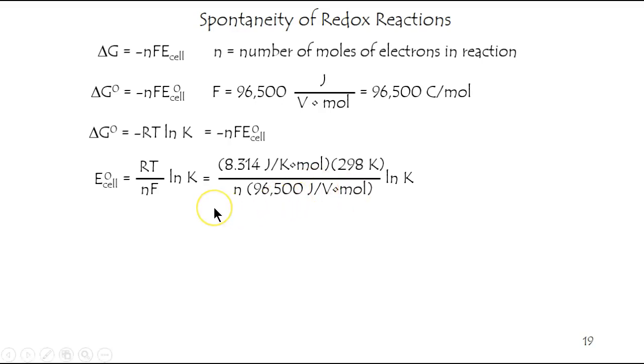The whole thing can be simplified. Oh yeah, units are canceling, everything but the volts here, and n. And volts is on top, n is on the bottom, and this all breaks down to 0.0257 volts divided by the number of electrons times the natural log of K. Now that's a nice simple formula to use.